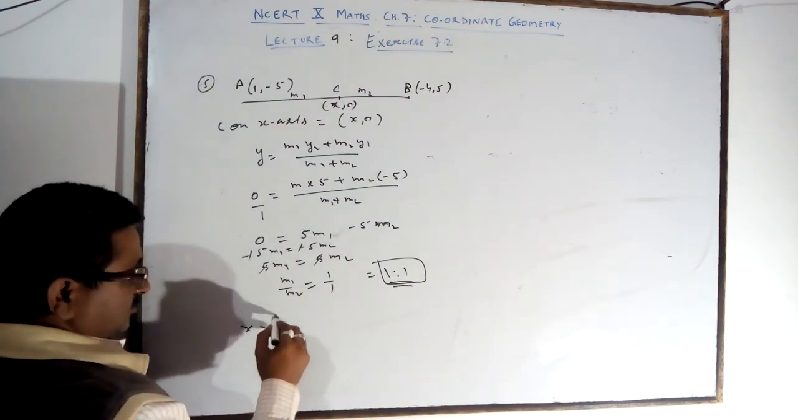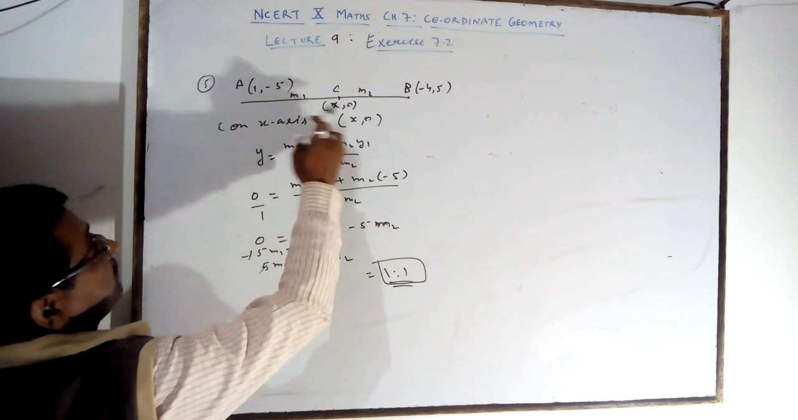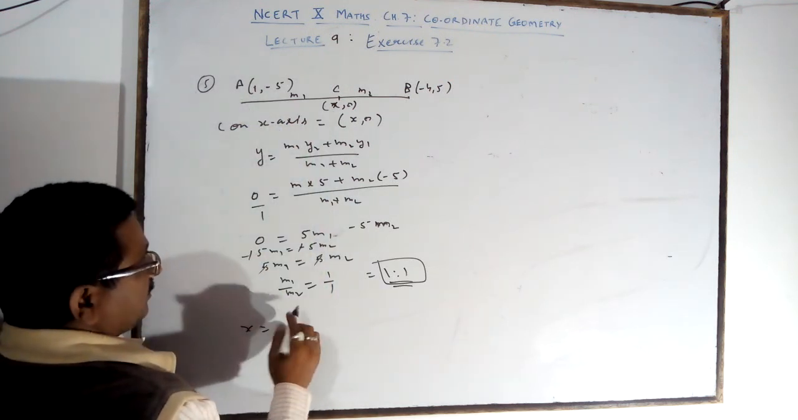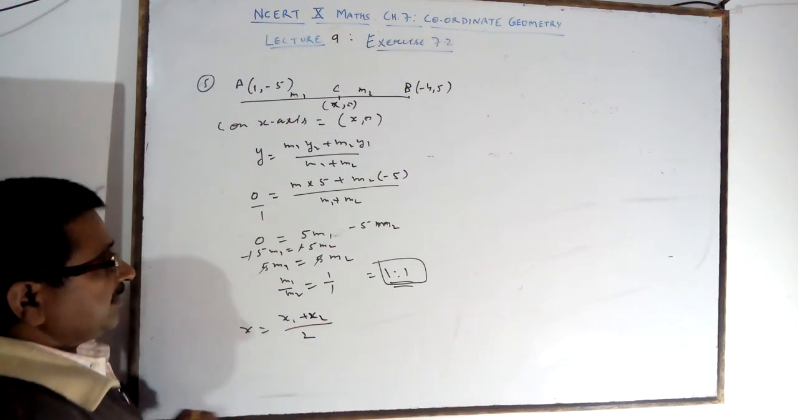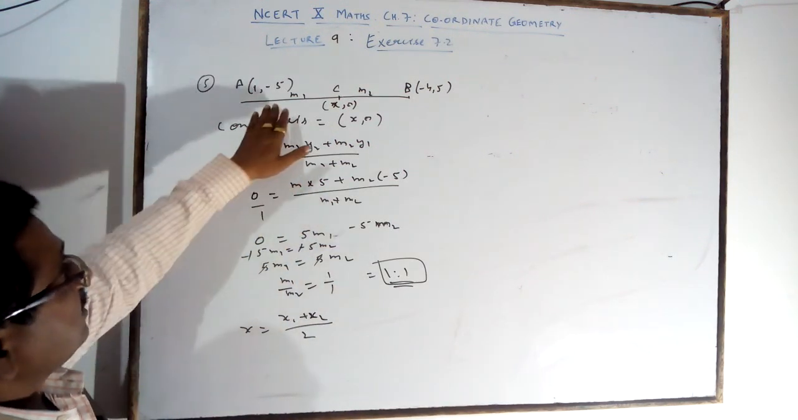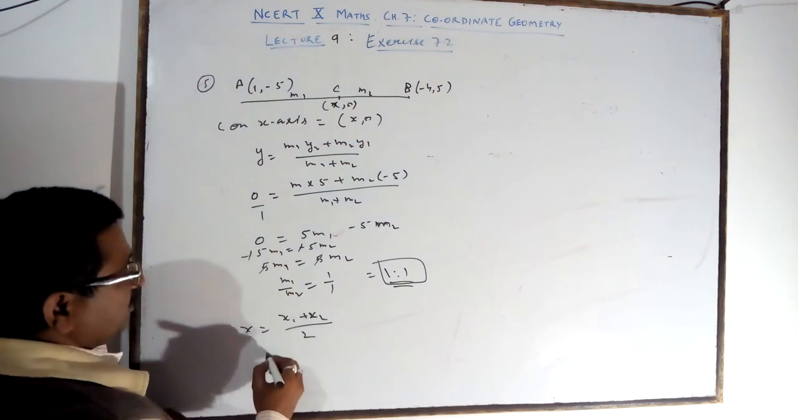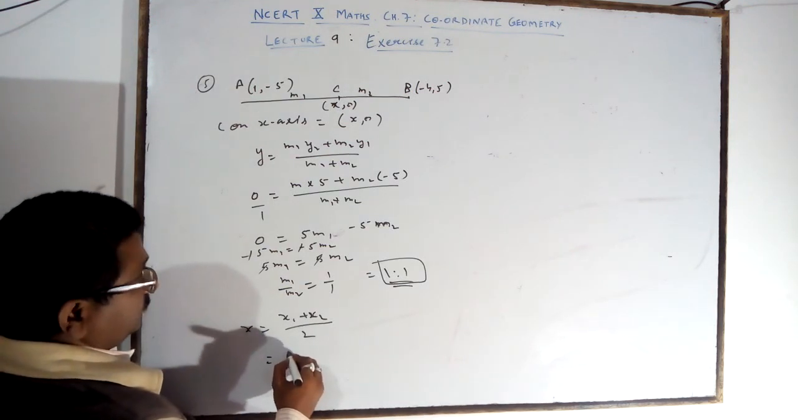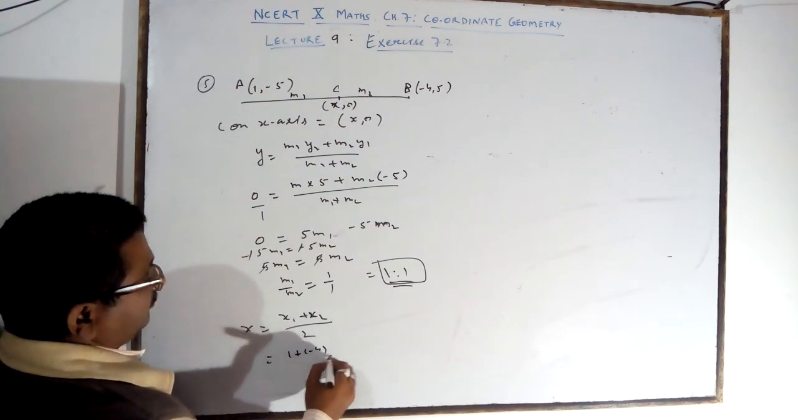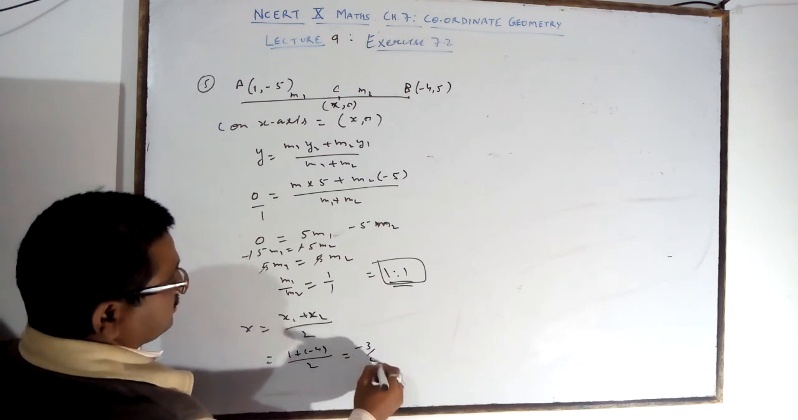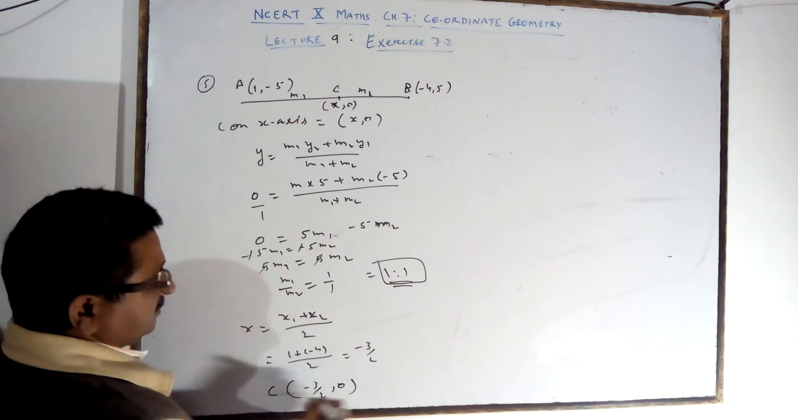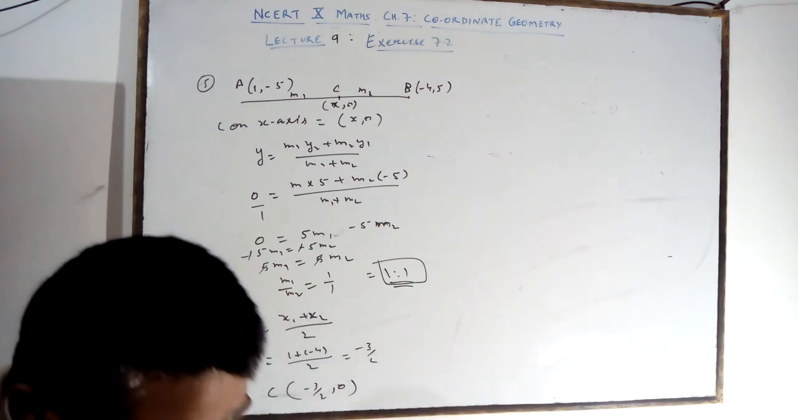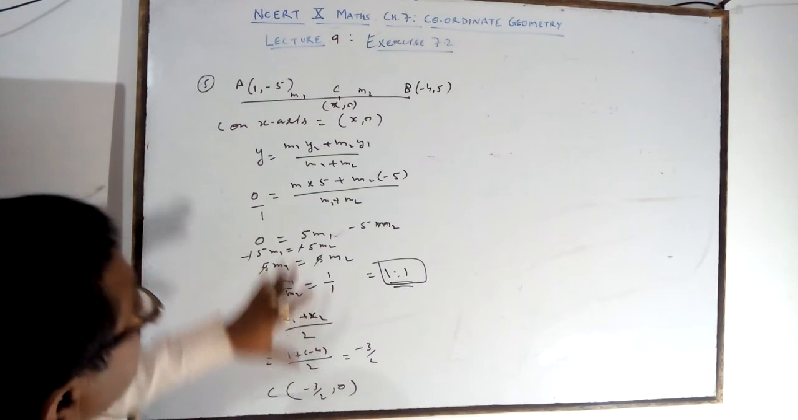X is the midpoint, so x is equal to (x1 plus x2) by 2. You can get it directly. There is no need to apply m1 x2 plus m2 x1 again, because you know it is a midpoint, so apply the midpoint formula: (1 plus minus 4) by 2, that is minus 3 by 2. So the point is (minus 3 by 2, 0). It is your coordinate.